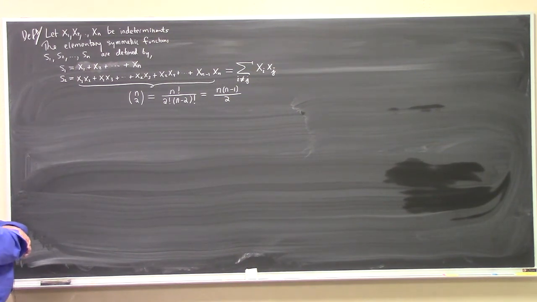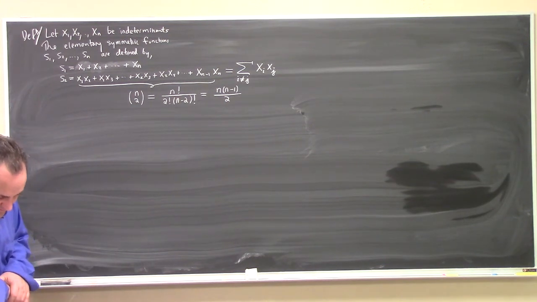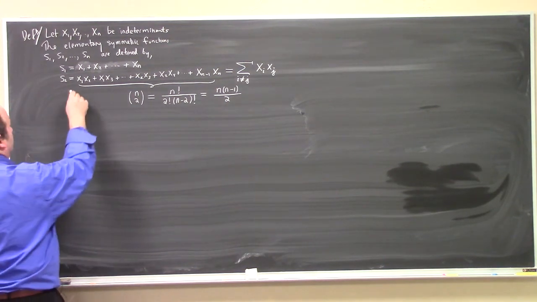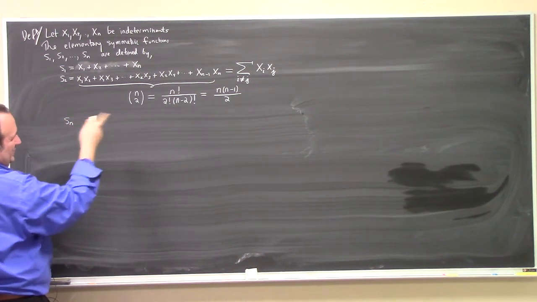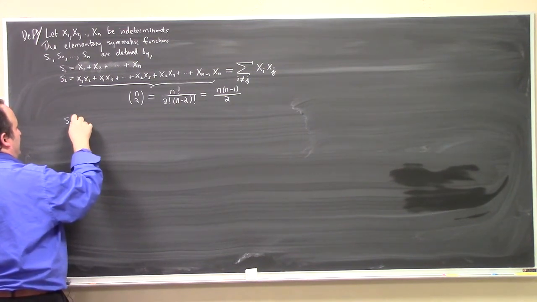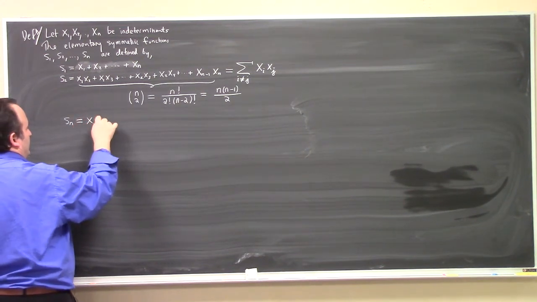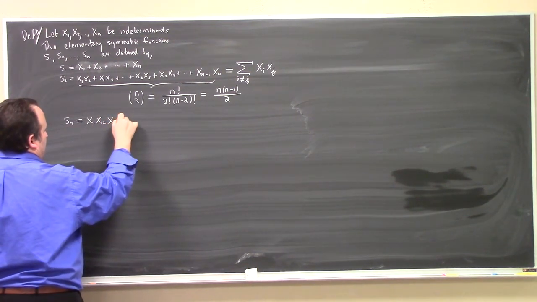Yeah, I don't think Gauss knew this when he was 6. But let's see here. There's something similar that Gauss did, the sum of the first numbers from 1 to n. Now Sn is just x1 x2 ... xn.